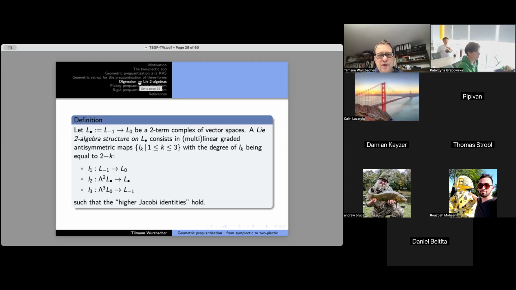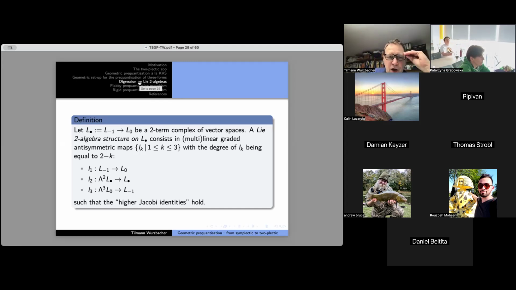Let's recall the definition of a Lie two-algebra. A Lie two-algebra is a very simple special case of a Lie infinity algebra. So from this point of view, it's rather simple. That's okay, because if I want to write down all arrows and so on, one can still do it. And there are not so many terms. It's sort of understandable.